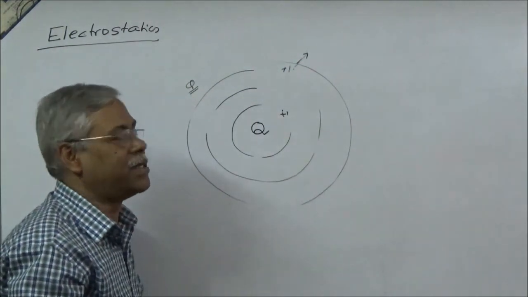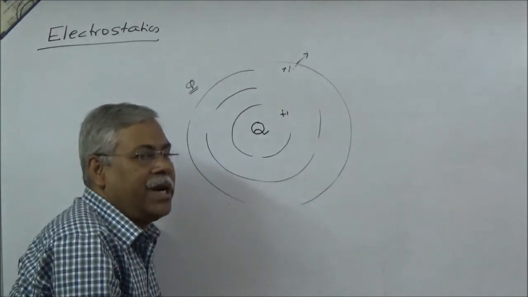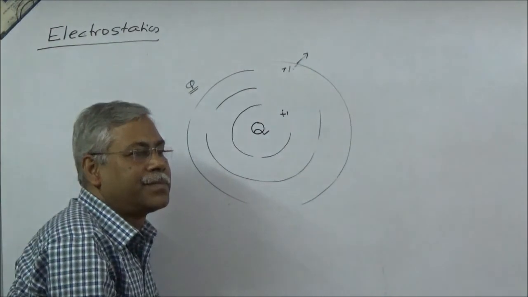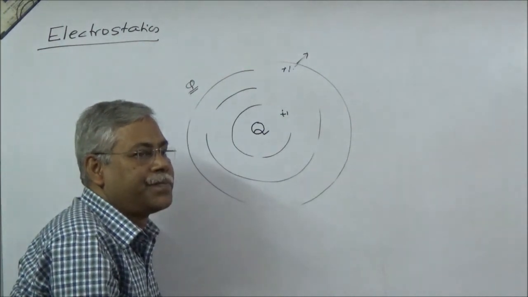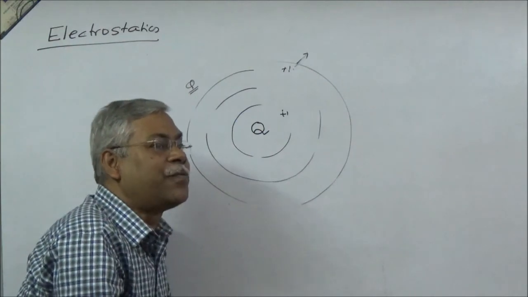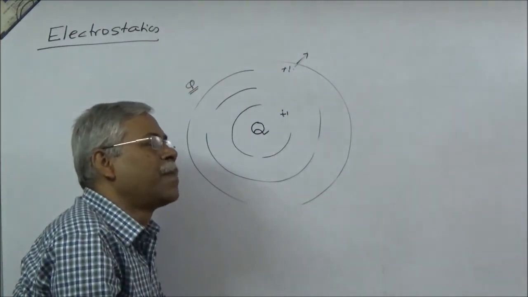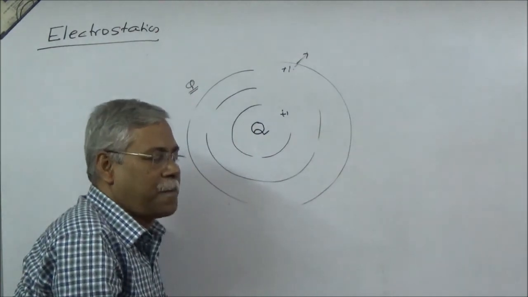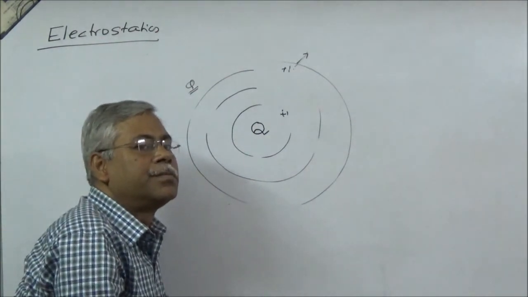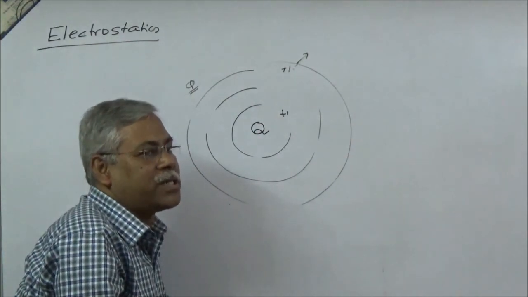Okay, so let us define intensity. Intensity of electric field at a point is defined as the electrostatic force exerted on a unit positive charge when placed at that point.